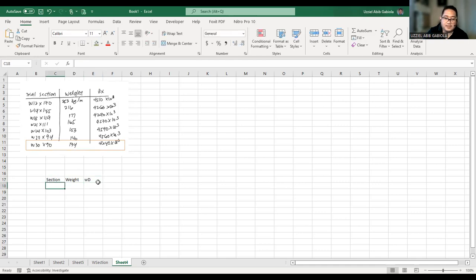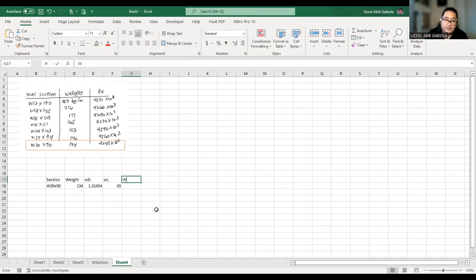So, una natin is W30 by 90. So, ang weight natin sa kanya is 134, pero ito ay kilogram per meter. Kailangan natin ay kilonewton per meter. So, ita-times natin ng 9.81 para maging newton. Okay? Tapos divide natin by 1,000 para maging kilonewton per meter. So, ito yung value niya for kilonewton per meter. Yung sa live load natin, magkano yung sa live load natin? We have 65 kilonewton per meter.